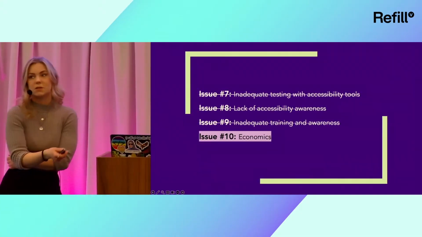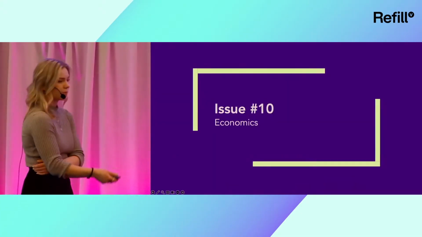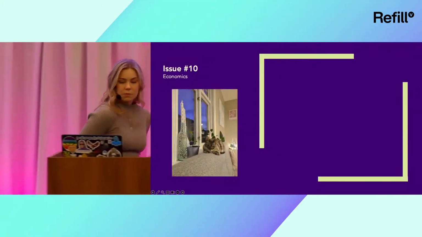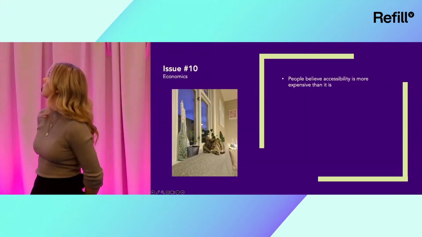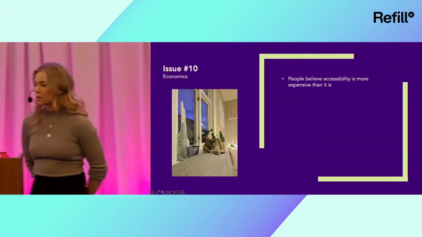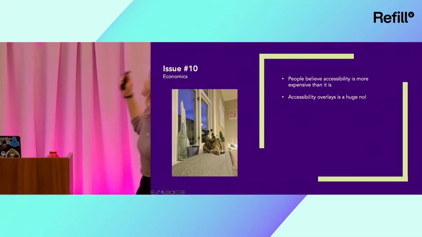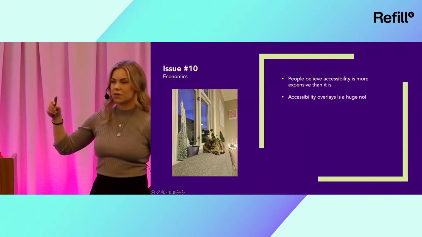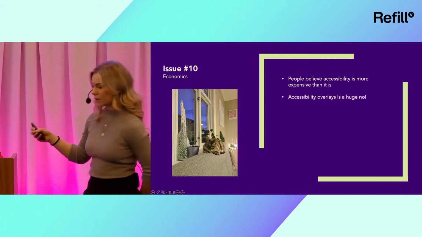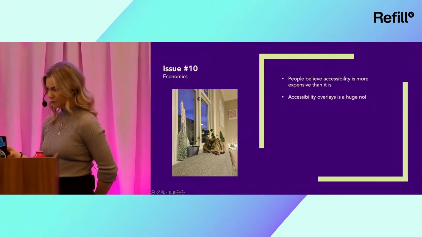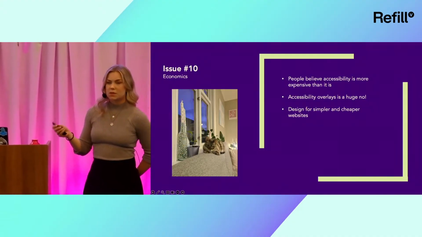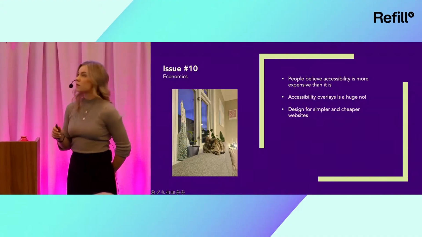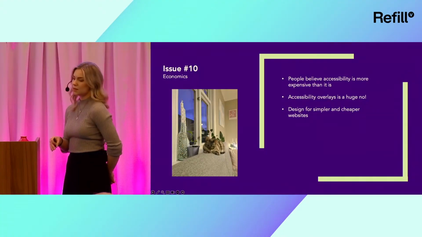And to our last issue: economics. People believe it's much more expensive than it is to develop for accessibility. So they fall into the trap of using accessibility overlays instead of coding the website to be universally accessible from scratch. Design for simpler and cheaper websites. Keep the routines and guidelines in mind and scale down functionality and needs.